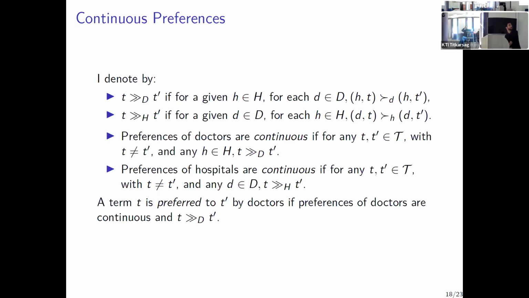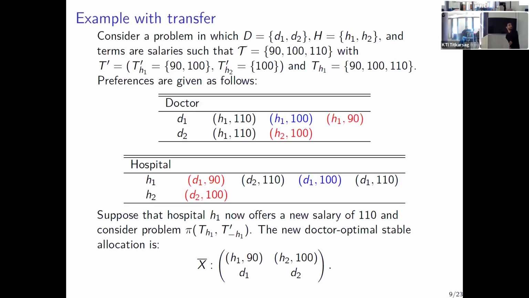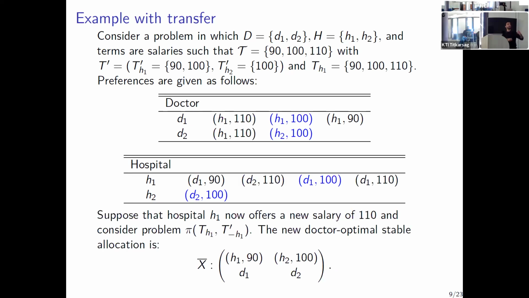So adding a new contract was... Okay, so to present it differently, in this example we have only two stable allocations, the one in blue and the one with H1 D1, which is the hospital optimal stable allocation. By offering this new term, it shrinks the set of stable allocations, and now we only have the hospital optimal stable allocation.